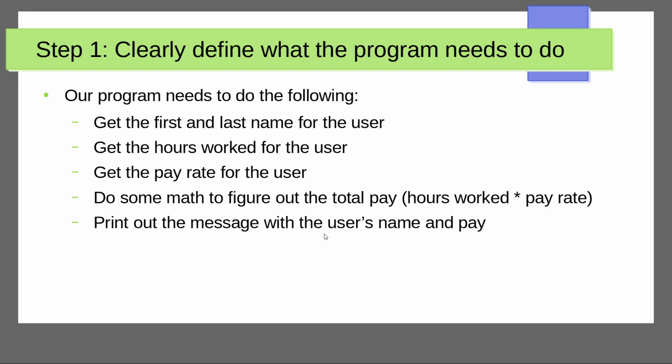So step 1, clearly define what the program needs to do. So our program needs to do the following. It needs to get the first and last name for the user. It needs to get the hours worked for the user, get the pay rate for the user, do some math to figure out the total pay, which is hours worked times pay rate, and print out the message with the user's name and pay.